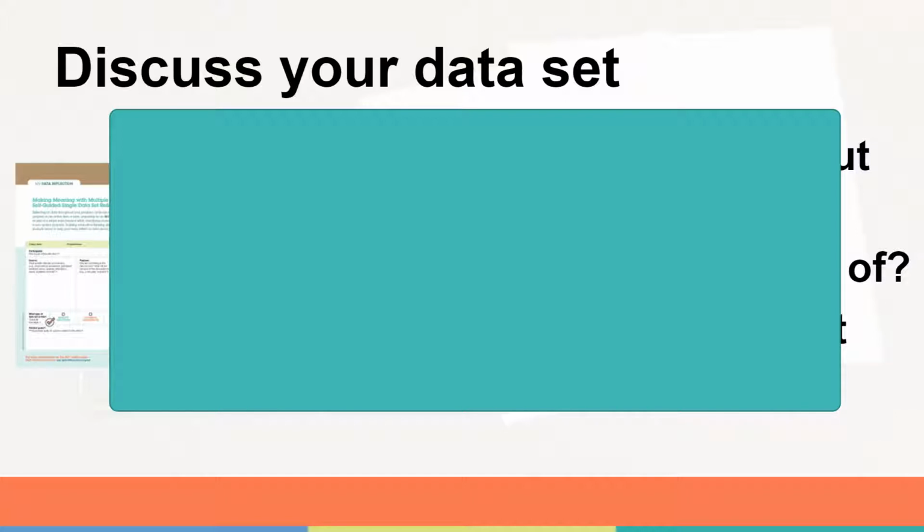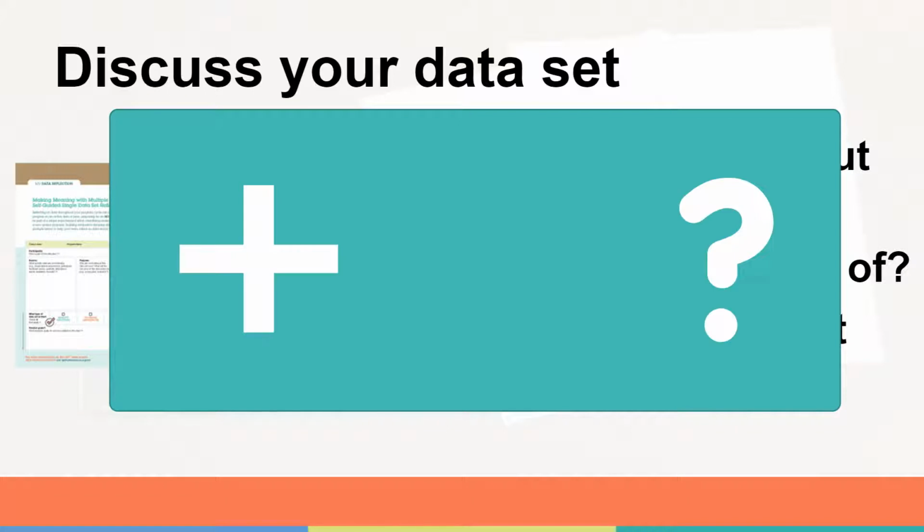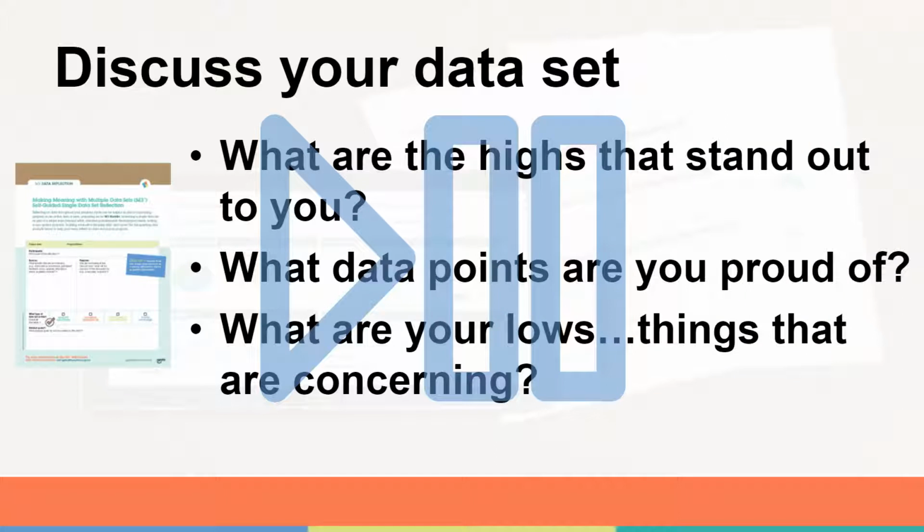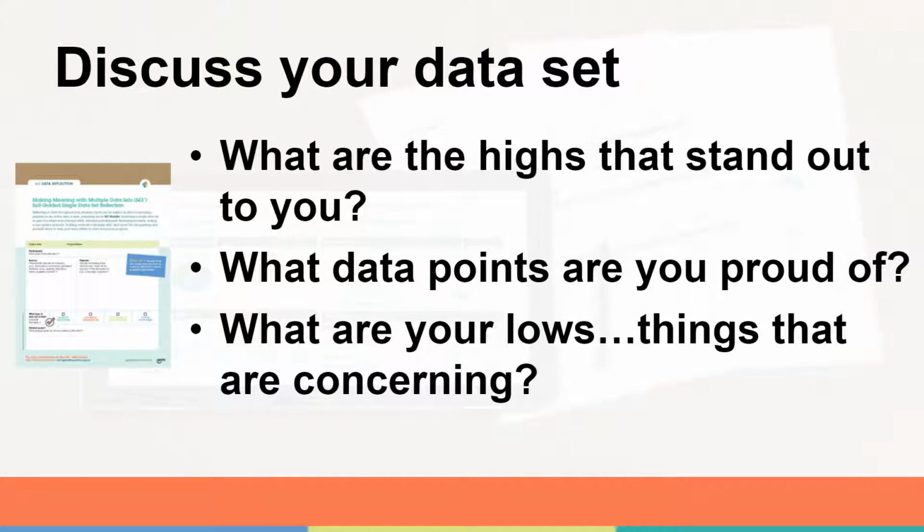Sometimes, when reviewing data, it isn't clear whether the findings are positive or negative. If you're not sure where to place a particular result, but believe it is important, you can record that information in the What Stands Out section on your worksheet and note them with a question mark. Now you can pause the video while your team discusses the questions on the screen. Be sure to record your highs, lows, and I don't knows on their designated space on the worksheet.